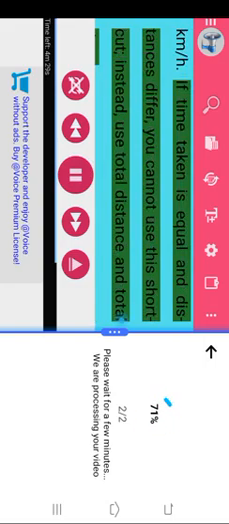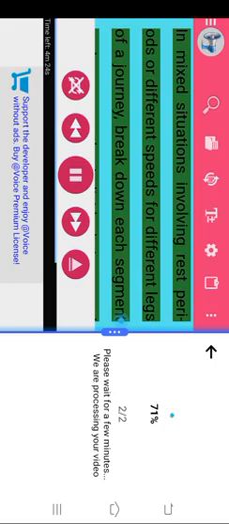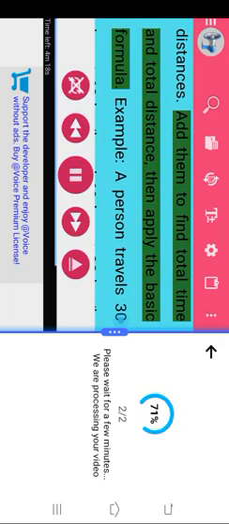If time taken is equal and distances differ, you cannot use this shortcut. Instead, use total distance and total time. In mixed situations involving rest periods or different speeds for different legs of a journey, break down each segment and compute the individual times and distances. Add them to find total time and total distance, then apply the basic formula.